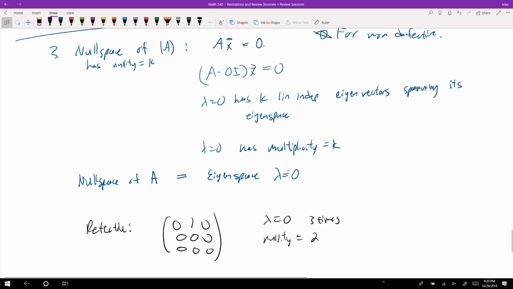Yeah, so I talked about the nullity for lambda equals 2, right? But that's the same thing as the eigenspace. So just like A minus lambda I, you find the nullity of lambda is A minus lambda I.